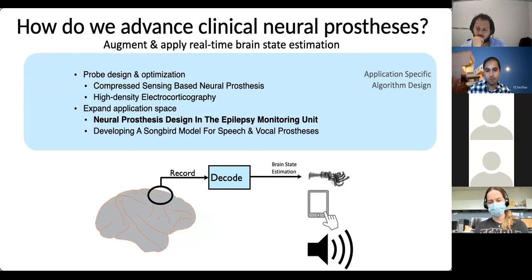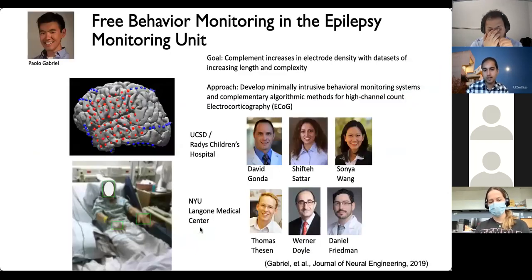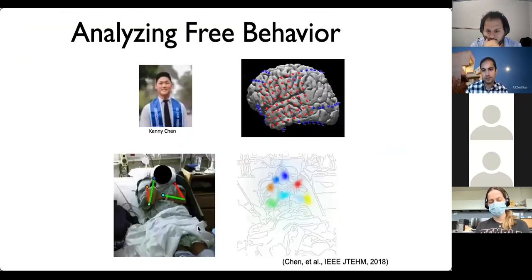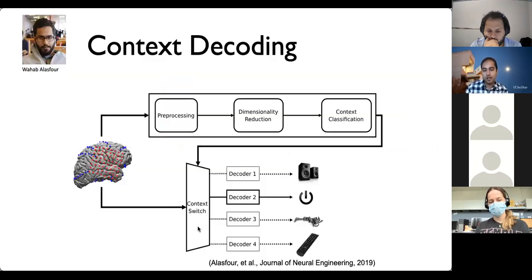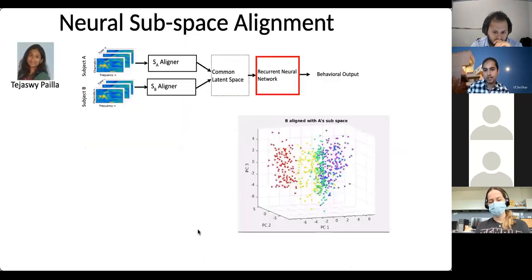So I'll skip through this next section very quickly for a matter of time, but we also are working on neuroprosthesis design in the epilepsy monitoring unit. We collaborate with a wide range of clinicians across multiple sites. Very interested in analyzing free behavior. I'm going to just skip through this. An aspect of free behavior that we're looking at is behavioral context, which I believe is important for different BMI applications and generalization. So we have a paper on that.